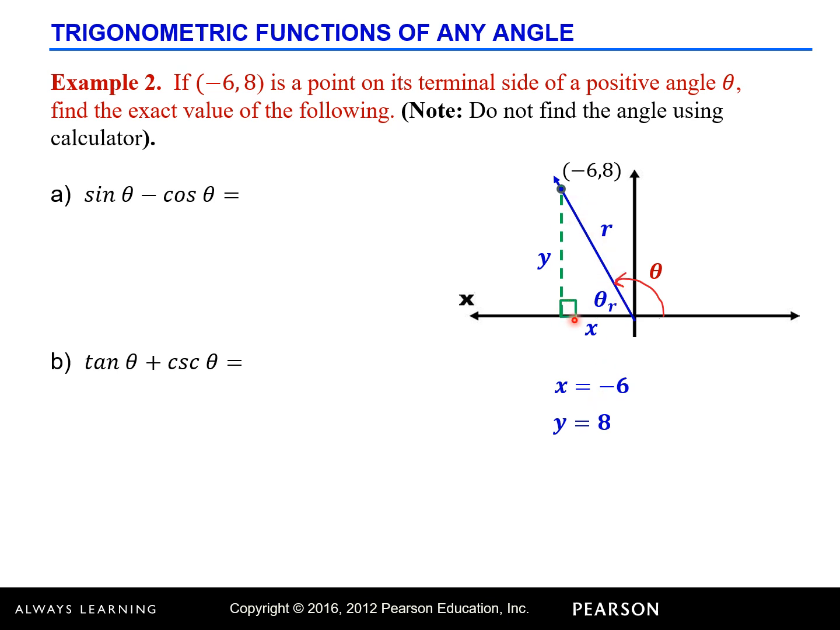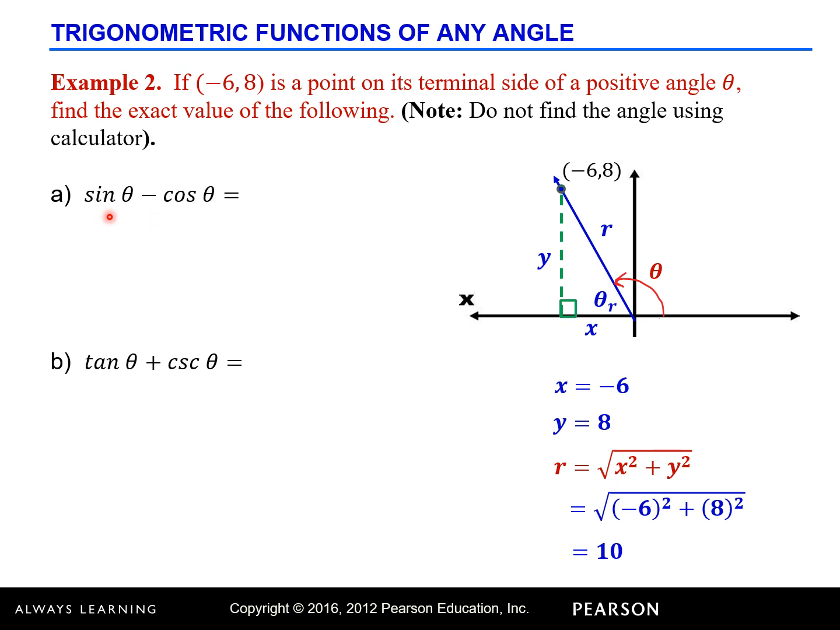We can find r using the Pythagorean equation: r is equal to the square root of x squared plus y squared. You just need to substitute the values of -6 and 8 in this formula, and we will get r equal to +10. Now we have the values of x, y, r, which is our aim in this right triangle. We can now define these trigonometric expressions.